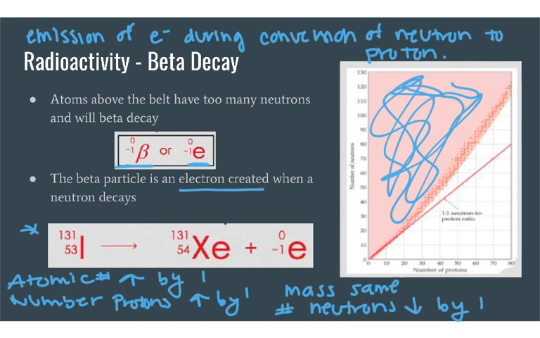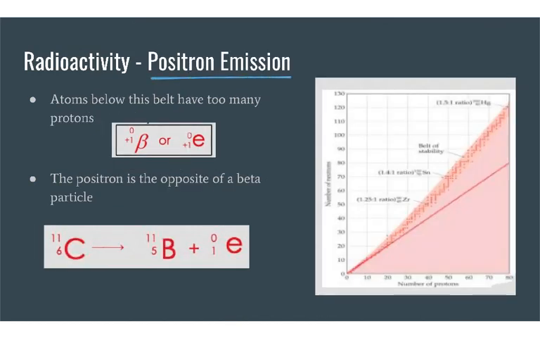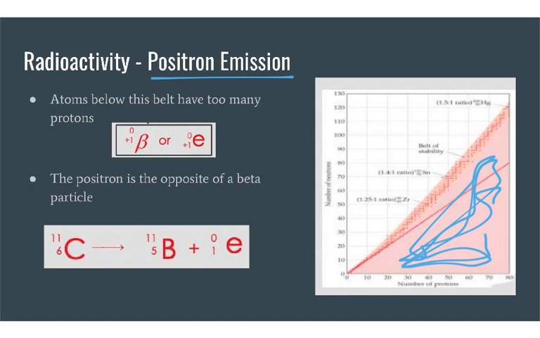Let's look at our third type of decay, which is positron emission. Atoms below the belt, so that's this section all up in here, have too many protons. So not enough neutrons, too many protons, and they will emit a positron. The positron is the opposite of a beta particle. Right, so again, it's the production of a positron during conversion of a proton to a neutron.